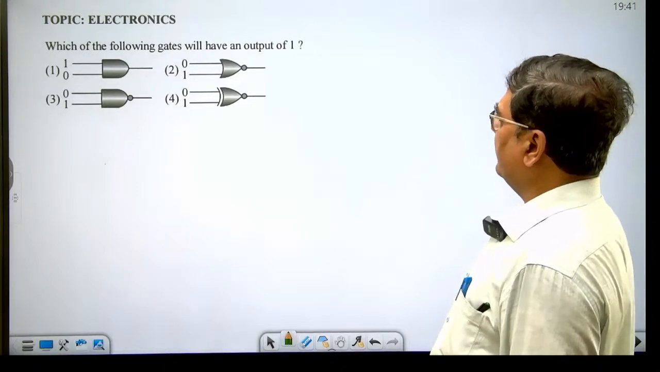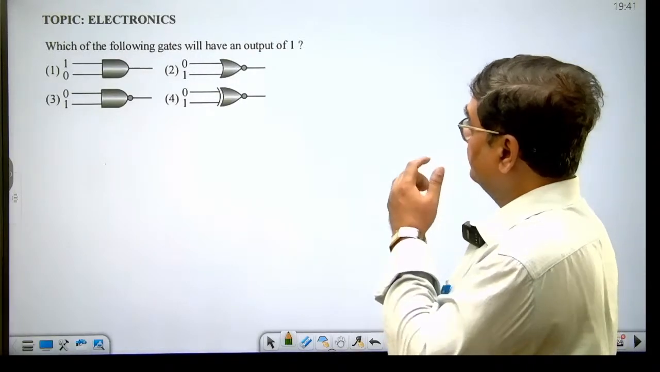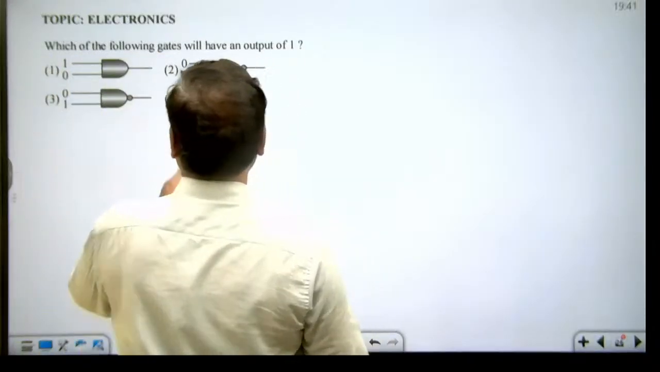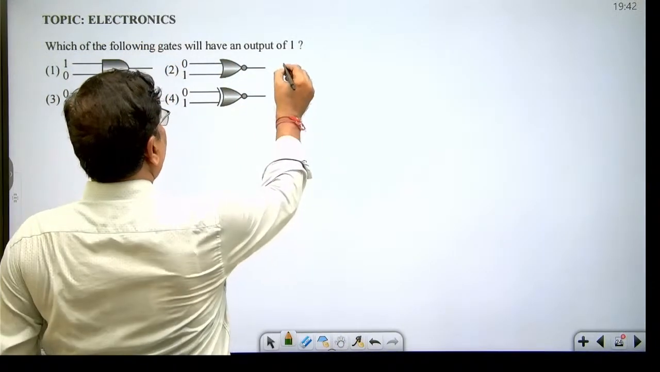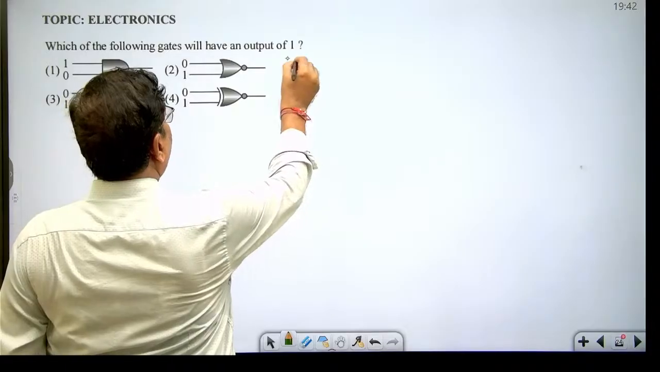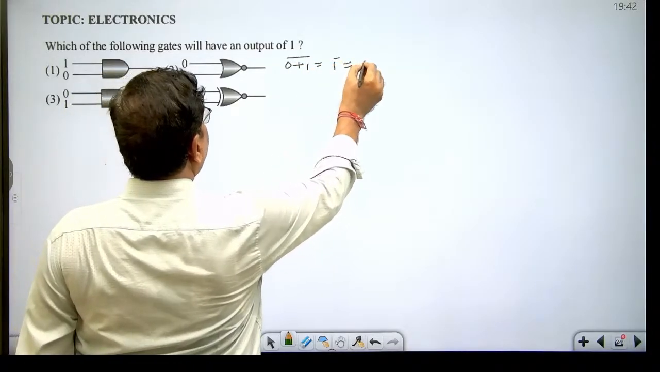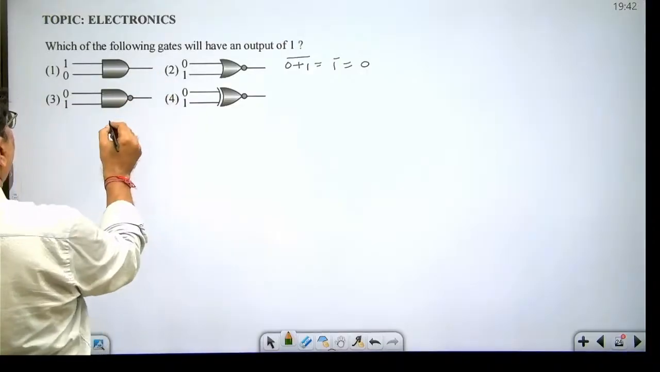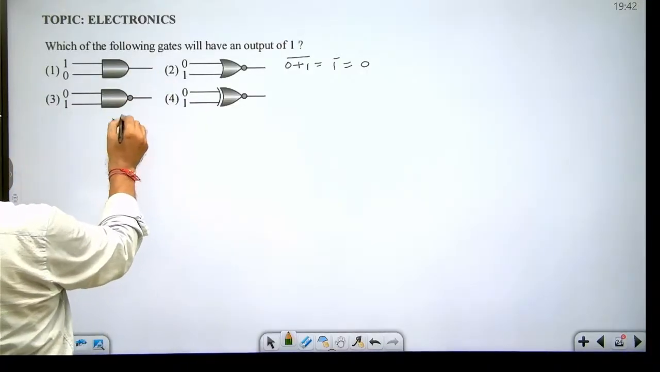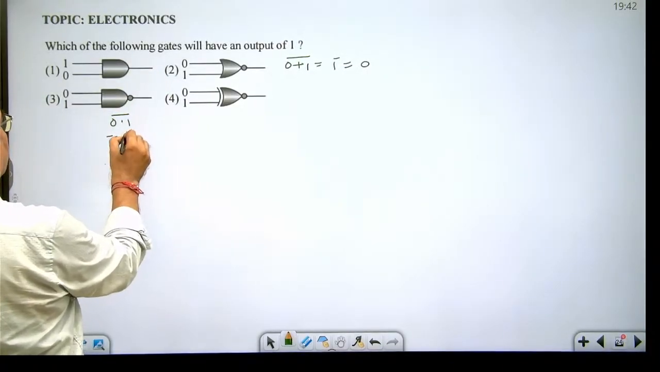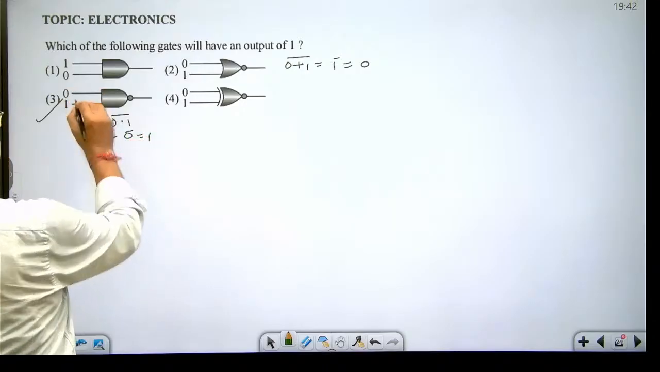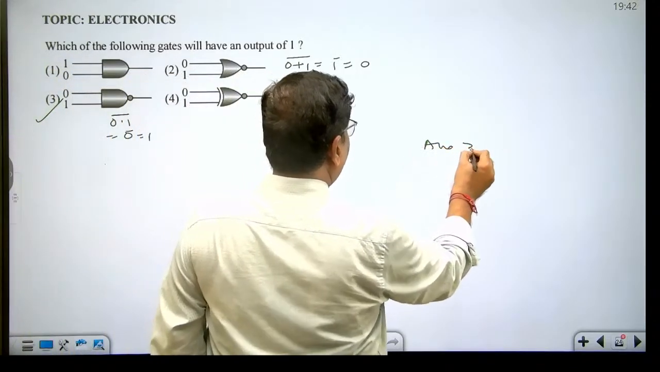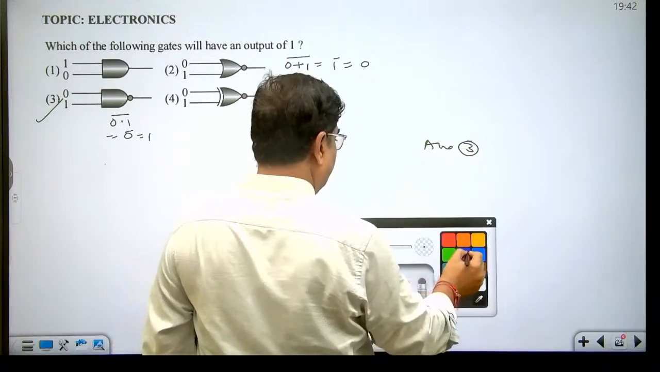Which of the following gate will have an output of 1? See, this is 0, this is 1. So 0 plus 1 bar. 1 bar means 0. This is 1.0, this is 0. This is 0 dot 1 bar. This is 0 bar, this is 1. So this is the answer. So option 3 is the correct answer.